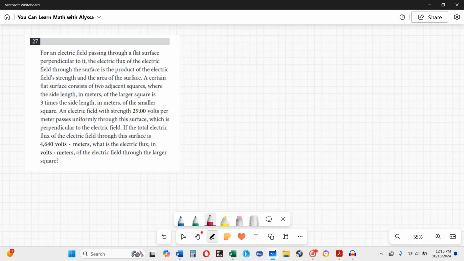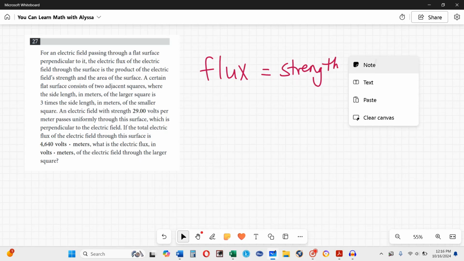And the formula is right here. It's kind of hidden right there. So it says the electric flux is, that means the equals, the product means multiply, of the electric field's strength and the area.